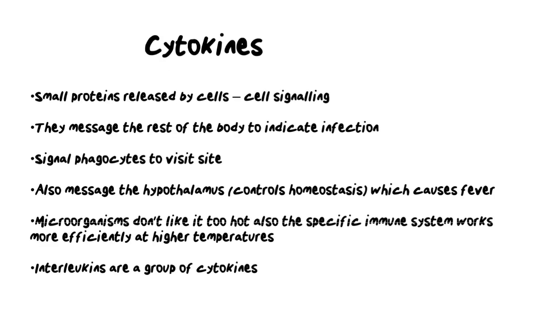Cytokines are a really cool group of proteins released by cells, and they're involved in cell signaling. They message the rest of the body to indicate infection, and they will signal to phagocytes to visit the local site. We will look at some of these actions later in this lecture, but they also message the hypothalamus, which we know controls homeostasis, which will cause the fever part of the immune response. Interleukins are a specific type of cytokine, and we'll refer to those a little bit later when we talk about immunity.